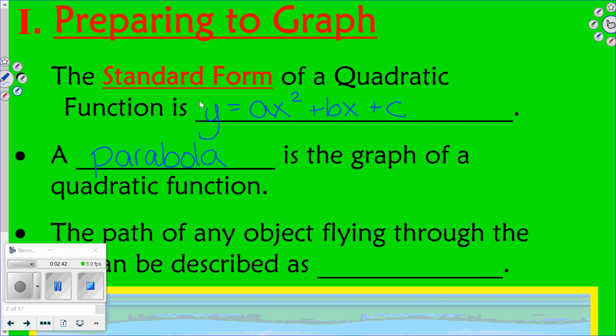All right, and then the path of any object flying through the air, hence my Angry Birds theme for these notes, because I always picture the Angry Birds flying, is described as a parabolic shape. Parabolic.